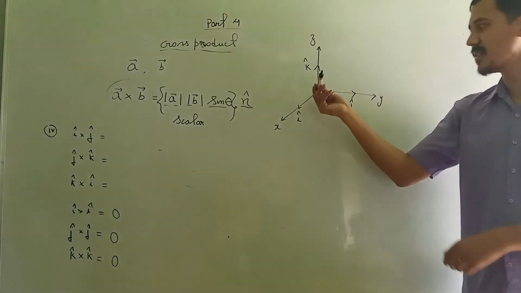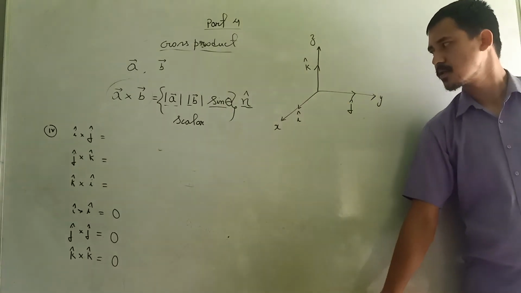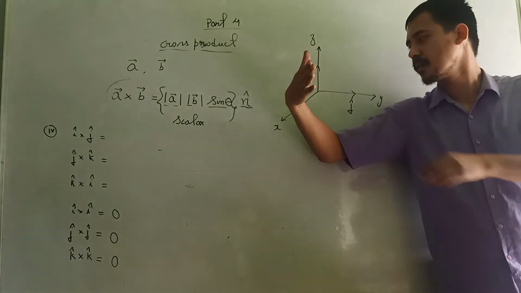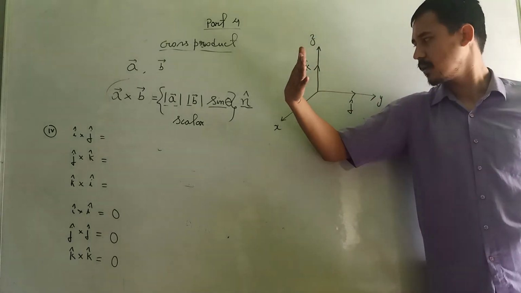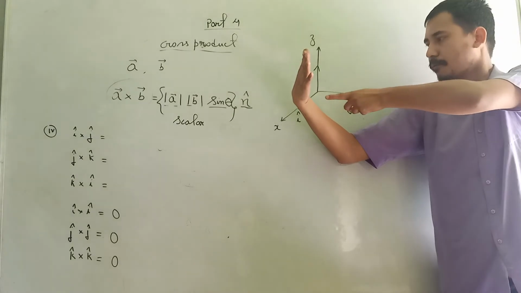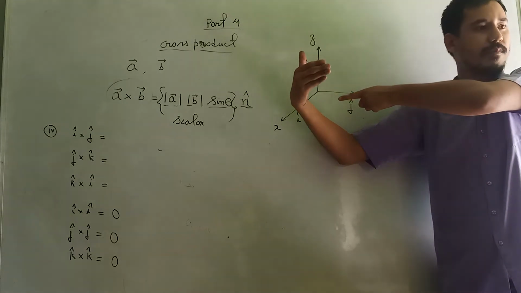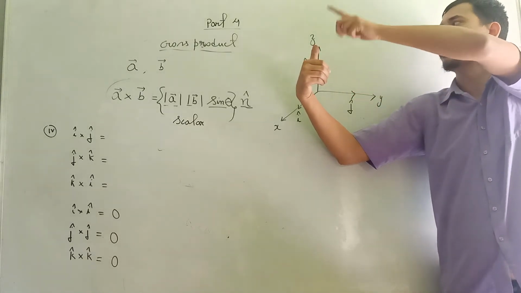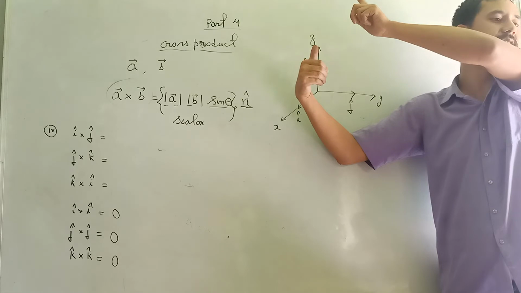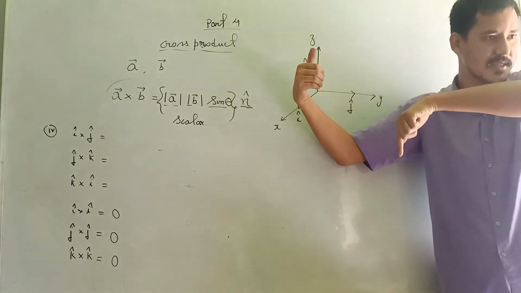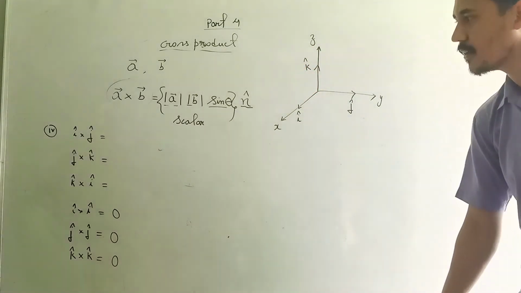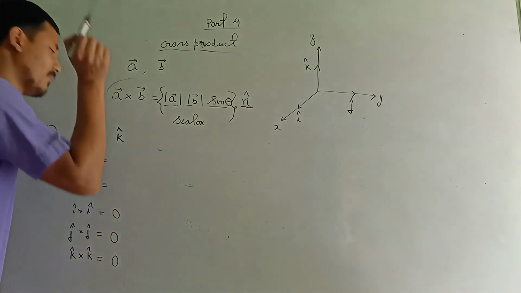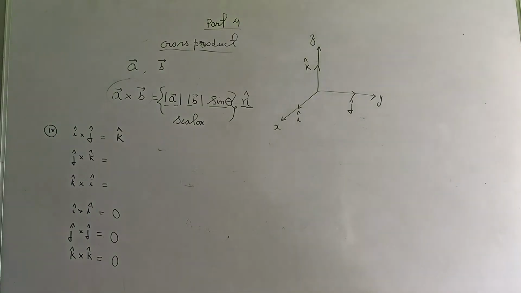i cross j. i is in this direction. So using your right hand, your palm should be in a plane containing i cap. Is it okay? And what will you do? You will curl your finger towards j cap. Where is your thumb pointing? Towards the positive z-axis. That is k cap. If it is towards negative z-axis, minus k cap. Right? Yes. So i cross j will be k cap. Are you getting me? Yes.